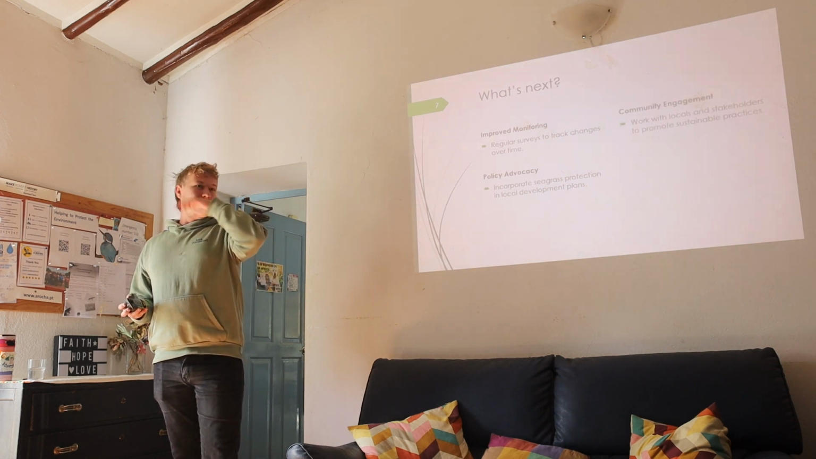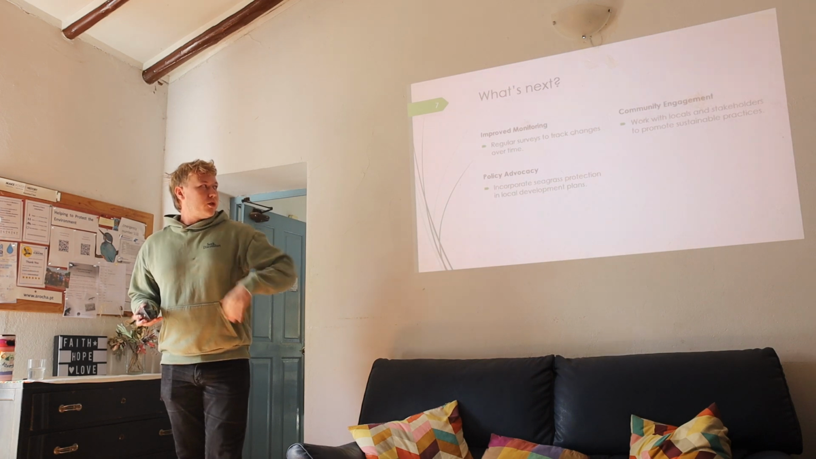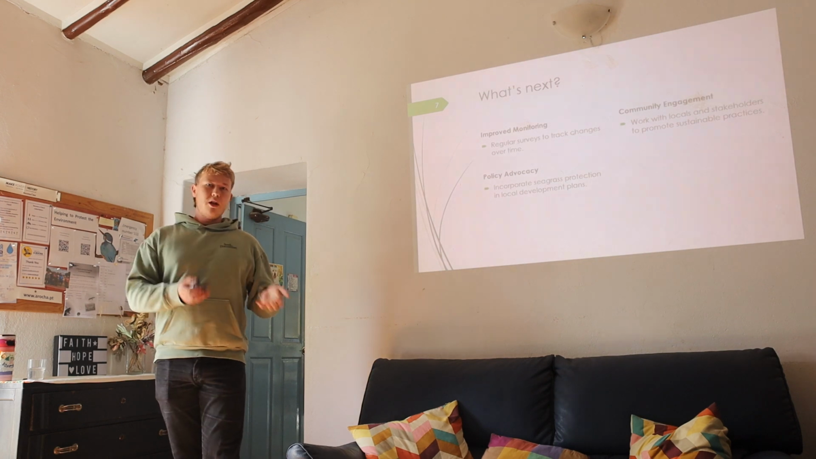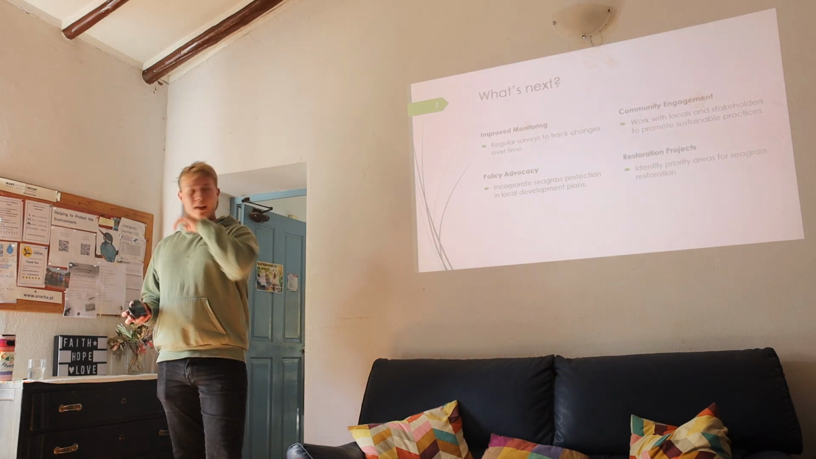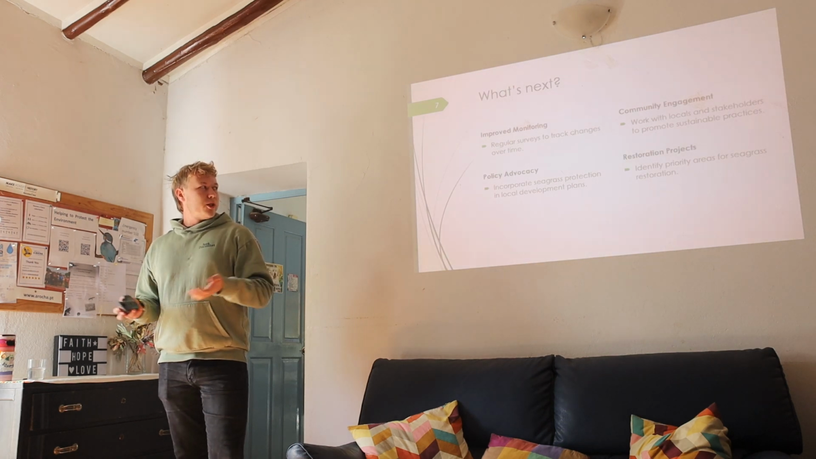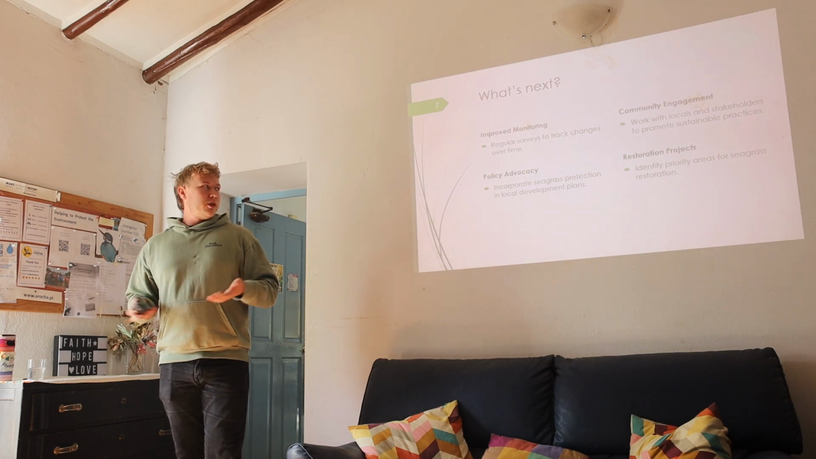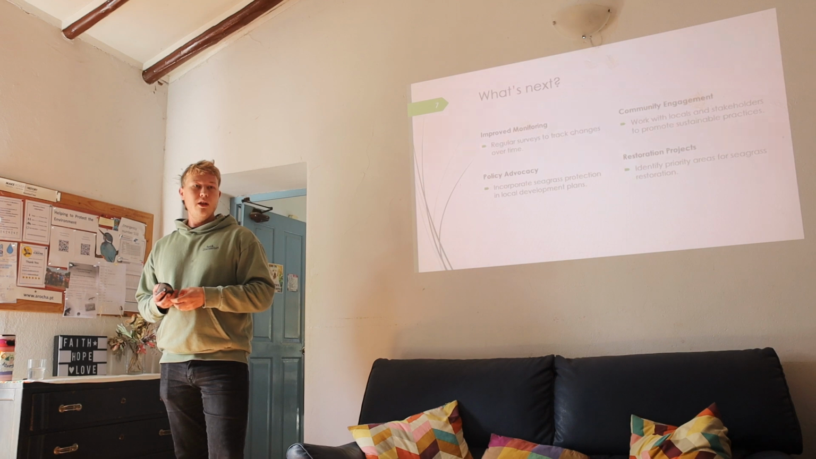And also community engagement could be very important. Work with locals and stakeholders to promote sustainable practices. For example, with the fisheries or the mollusk harvesters. And also to help with restoration projects. And also for future research, it would be good to identify priority areas for seagrass restoration.